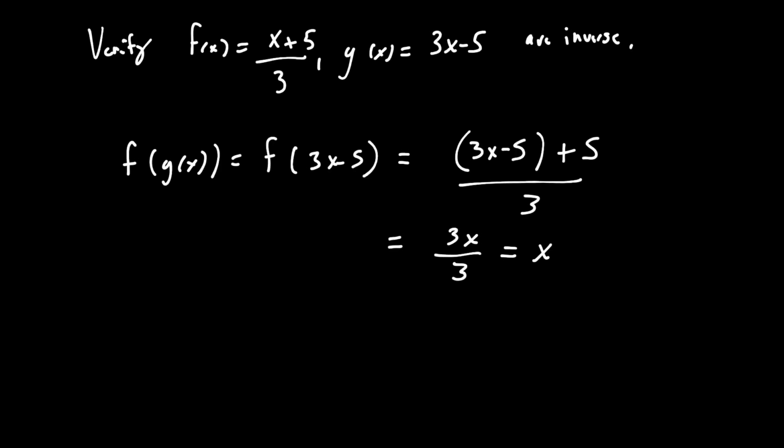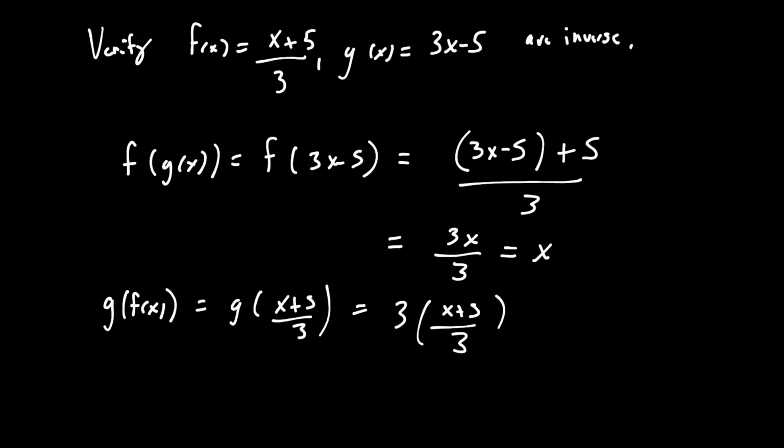And now we need to go ahead and check g evaluated at f of x. This is g evaluated at (x plus 5) divided by 3. And now we're going to replace all the x values in g with our (x plus 5) divided by 3. This is then 3 times (x plus 5) divided by 3, minus 5. So multiplying our 3's out, we get x plus 5 minus 5, which is equal to x. So by the inverse function property, this tells us that f and g are inverses.